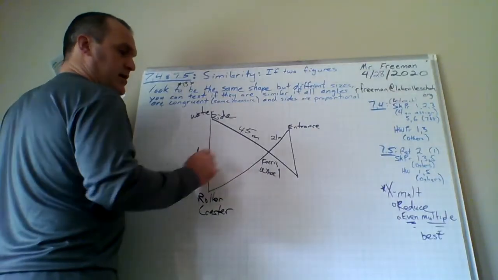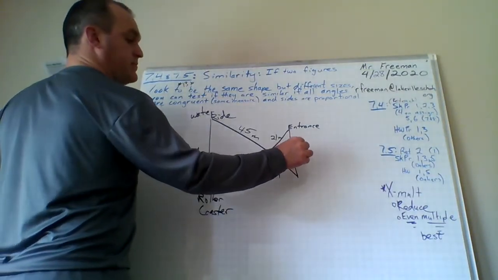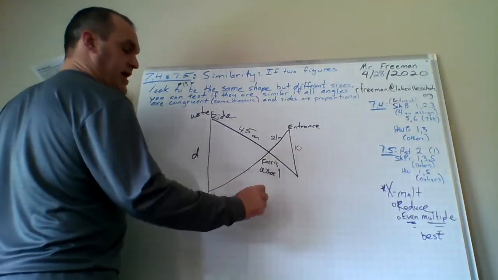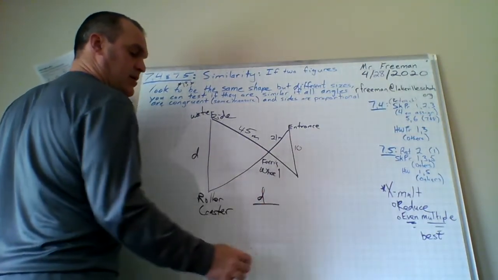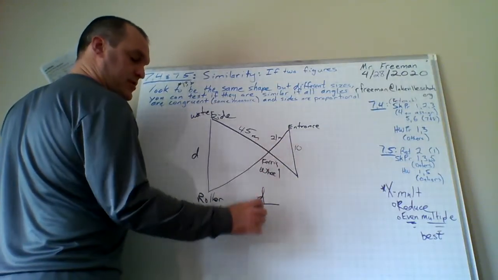Okay, so D, we do know that this distance here, by the way, is 10. Sorry, and so D is to 10. That was a joke, by the way. Who's going to do their walk from the water ride to the roller coaster by finding out all these proportions?